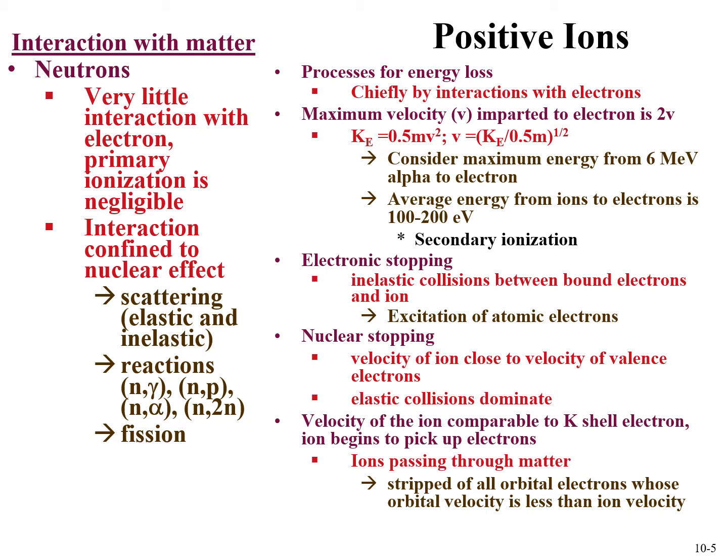And when the velocity of the ion becomes comparable to the K shell, it can really start picking up electrons as it passes through the matter. It eventually is stripped of all the orbital electrons whose velocity is less than that ion velocity. So once it starts slowing down, it can really start picking up electrons.